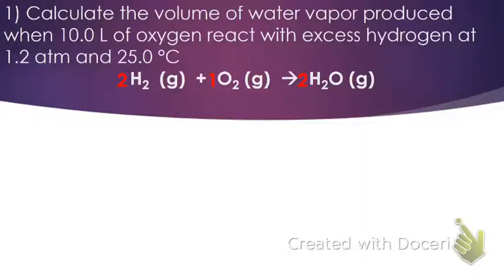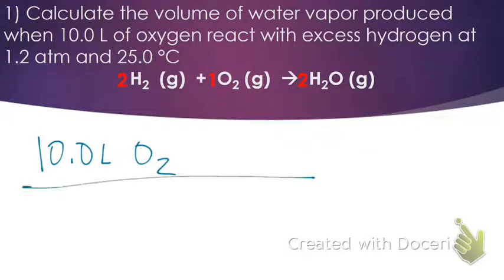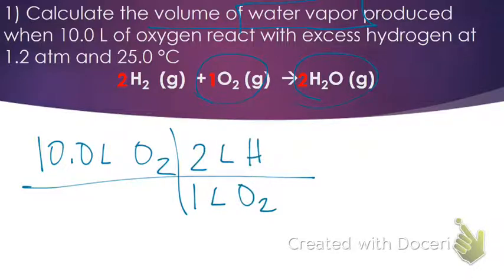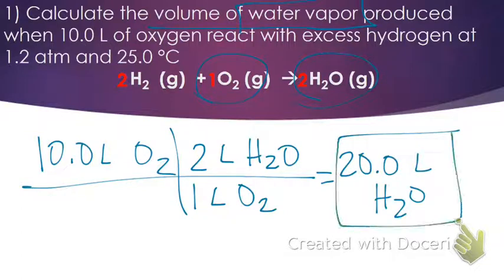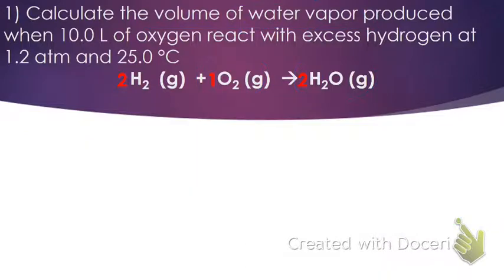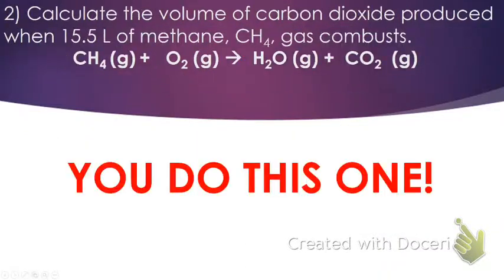So back to here, this question says I have 10 liters of oxygen, and I want to figure out the volume of water vapor. So I am looking for liters of water. So this is going to be a 1-to-2 ratio. It's just going to be liters in our ratio to liters H2O. And I can handle this math. That's 20, making sure to keep 3 sig figs. And that's our answer.